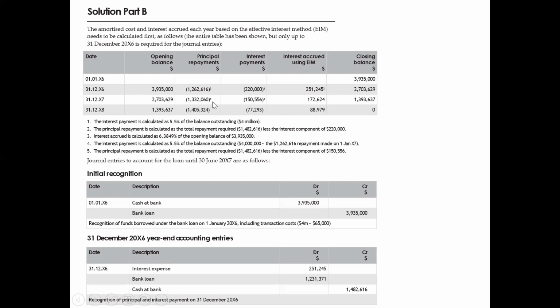And this principal repayment here is just going to be the difference between 1,482,616 and this interest payment. Okay, and so when we do this, we end up with this amount here. And then finally, for the last year, there's going to be interest, which is paid. There's still going to be the principal repayment. And then we have our interest accrued using the effective interest rate method. So we pretty much apply that same type of process until the final value of the loan is 0.